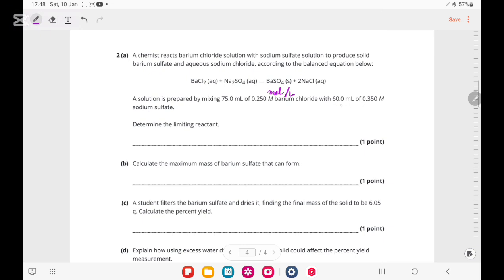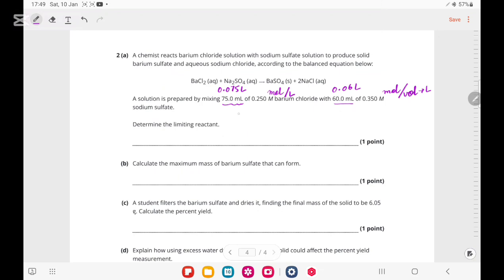it is reacting with 60.0 milliliter of 0.350 molar. Molar here means mole per unit volume, and volume is in liter, so we need to convert this volume also in liter. It is in milliliter. How can we convert it into liter? By dividing by 1000, so it comes out to be 0.075 liter, and it comes out to be 0.06 liter.